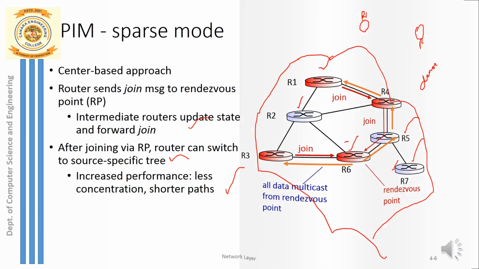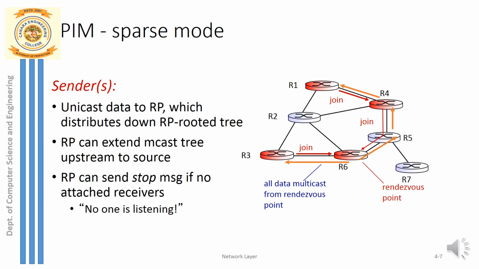Okay, we have the sparse mode. In dense mode, we actually didn't have this RP point. We didn't have a core-based method, right? So in dense mode, we used to flood the packets or datagrams to all the routers. R1 will forward the packets to R2 and R4, then it will flood to R3, then R6, then with the help of R4 it will flood to R5, and R5 will flood to R7.